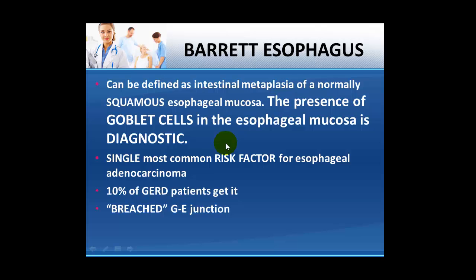We call it the Barrett esophagus, in which mainly there is intestinal metaplasia of a normally squamous esophageal mucosa. We know the definition of metaplasia: when one adult type of epithelium is replaced by another adult type of epithelium. So in this case, the squamous esophageal mucosa is being replaced by the columnar gastric or the intestinal type of mucosa.